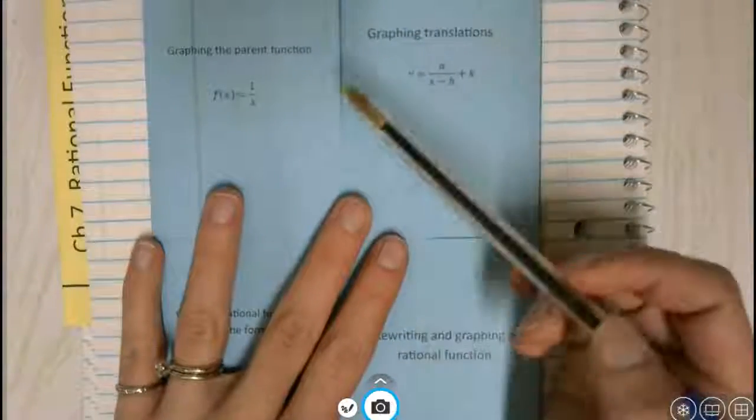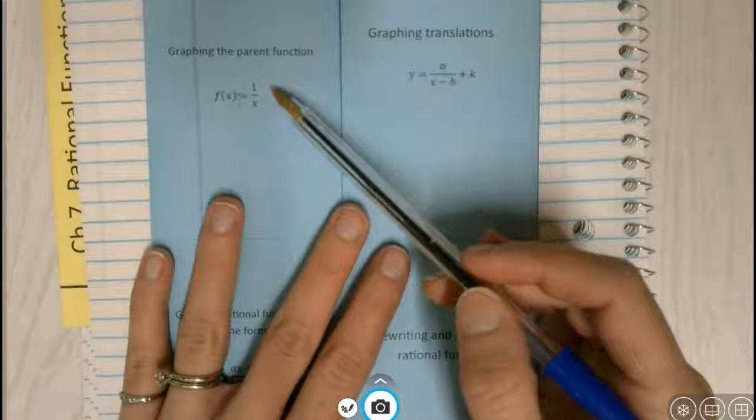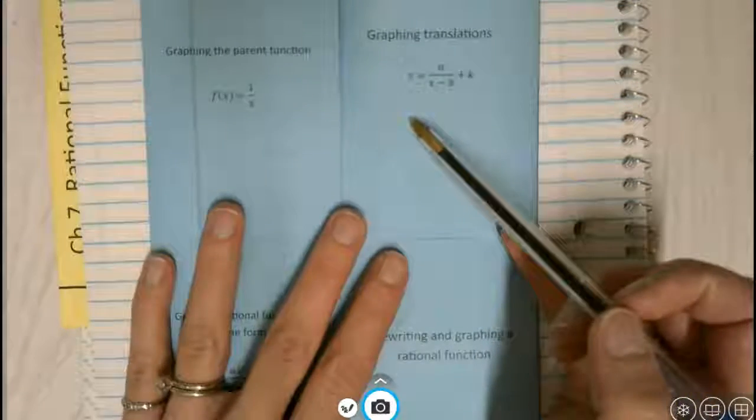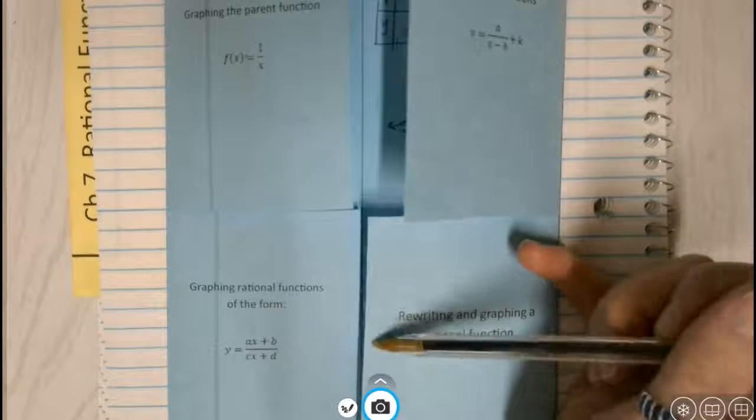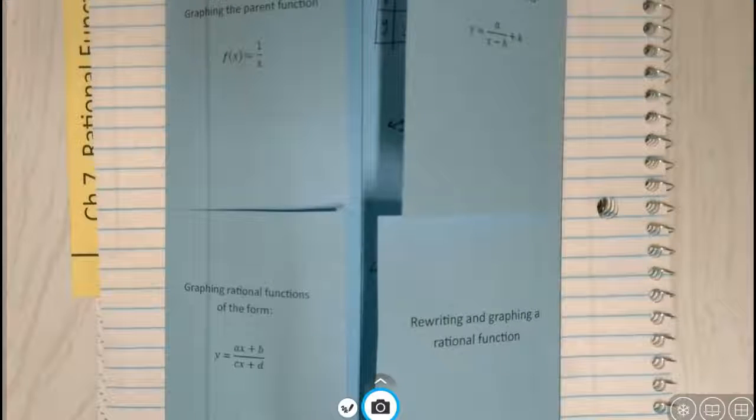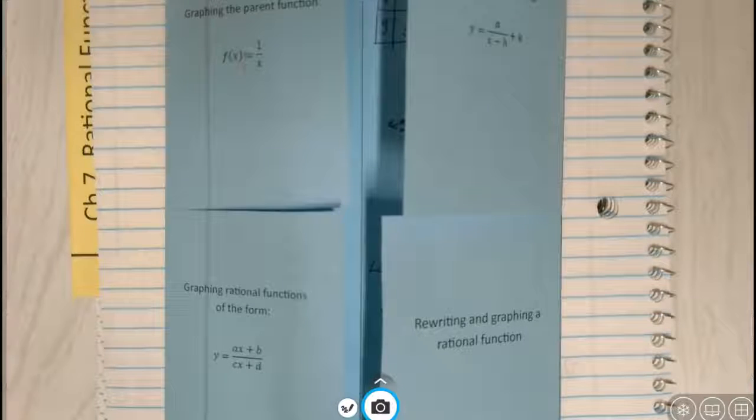Okay, so now we've graphed several different types of these rational functions. We've looked at the parent function, then some translations, and now what do we do if we just have this big form? We can rewrite it, okay? So that's really it for section 7.2, being able to take all of these different things and just graph it. So now it's time to go ahead and work on your homework and your practice problems, and let me know whenever you get stuck.